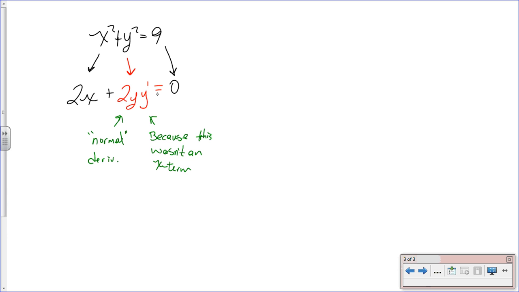So with implicit differentiation, you do derivatives like normal, but for every term you have that is not an x term, you have to add y prime. So that's step one. Step one is do all the derivatives. I'm going to put the steps over here. Step one, do all derivatives.